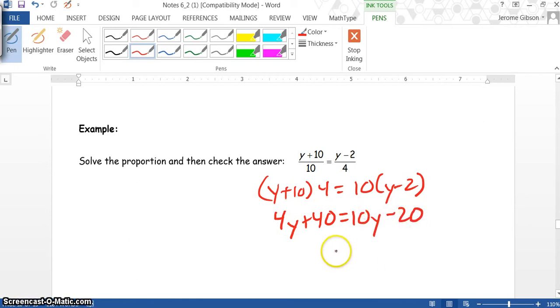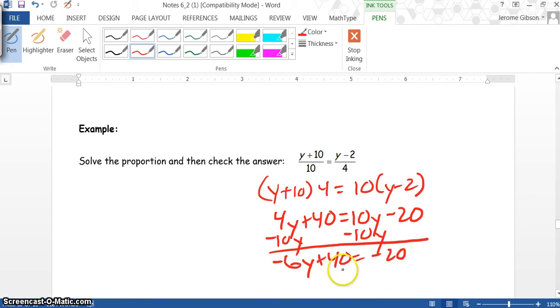And we need to get all the y's on one side. So we can subtract 10y on both sides, and we will have negative 6y plus 40 is equal to negative 20. Now we will subtract 40 on both sides, and we will have negative 6y is equal to negative 60.